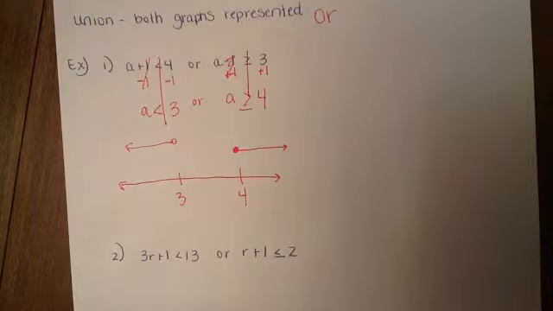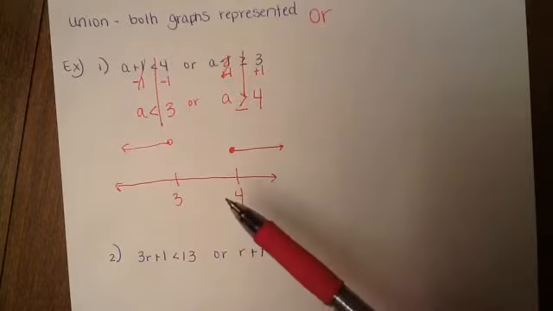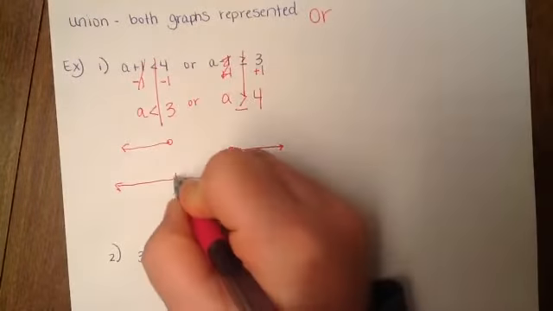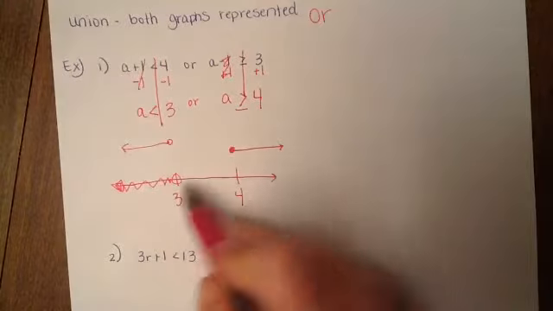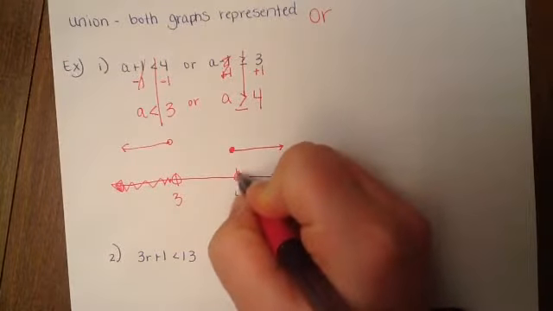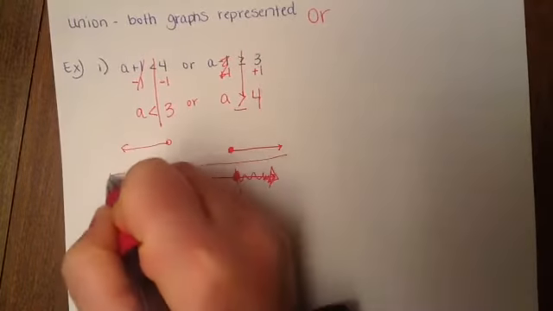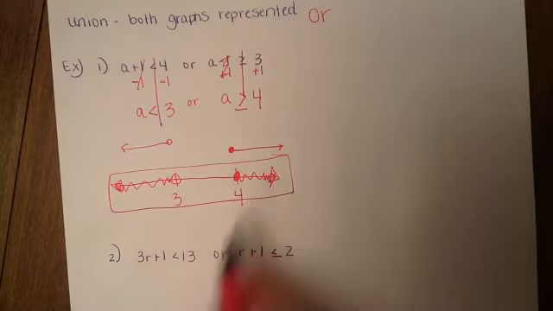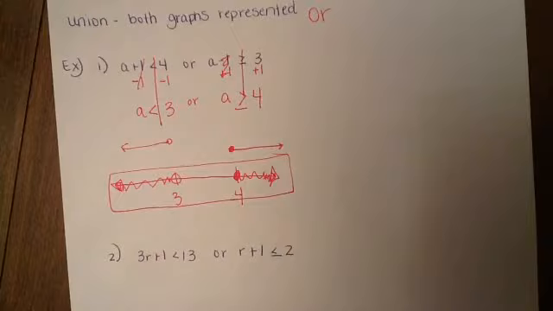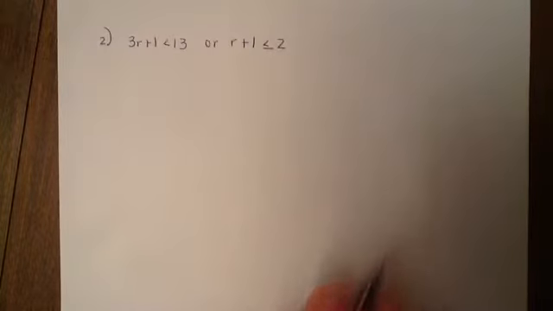I'm not looking for overlap. I'm looking to put both pieces. Both graphs are going to be represented. Both of these need to be on my number line. So I'm going to bring these down. There's this one. There's this one. Here is when it is either this or this. Both pieces are represented on the graph. Go ahead and try this one on your own.